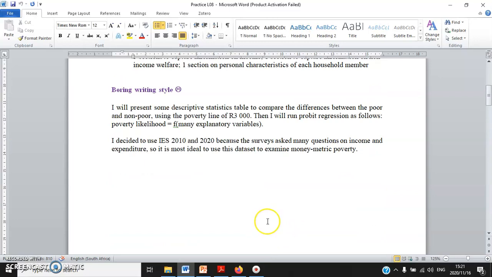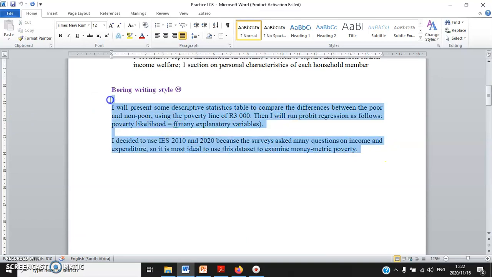Okay, and then this is an example. If I write it in a horrible, boring way, how would the paragraph or the section look like? It is hopeless, actually. So this is a bad example. So this is how my bad version looks like.